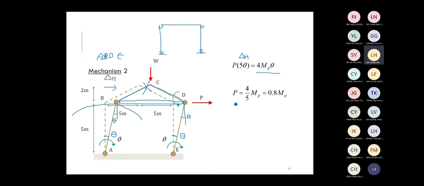Force equal to 0.8 MP makes the structure reach the collapse mechanism. This is the second relationship we have for case 2. Case 2 actually is a sway mechanism, just like a rectangular frame.